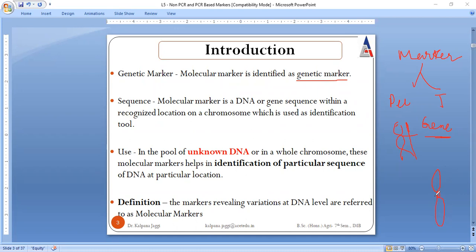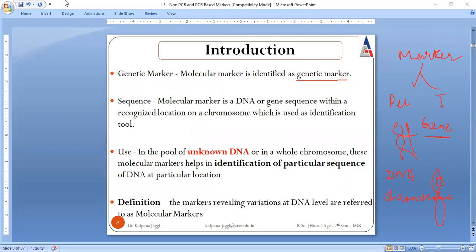This is a chromosome. Now, I will be asking you at the end, what is the difference between DNA and chromosome? Because we said molecular marker is a DNA sequence, or say gene sequence, right? And this DNA is located on a chromosome at a specific position. Say it is located here at a specific position.